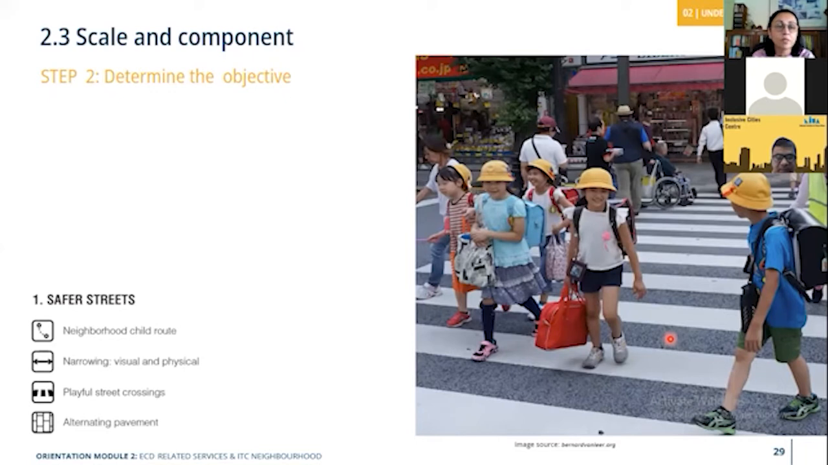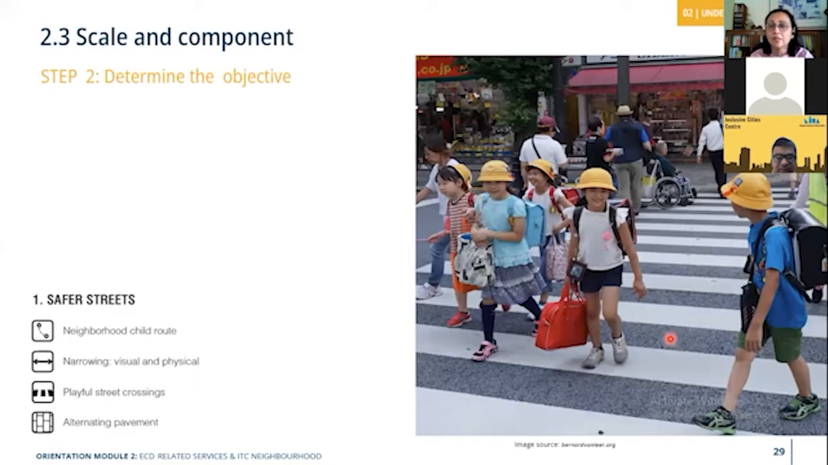The second step is to determine the objective. What is the objective of designing that part of the environment? If you want to redesign a street, you need to first determine whether you want to make it a safe street. There could be other objectives also, like making it a playful street, a social street or a green street. Let's take the example of a safe street. The objective of the redesign is now set: you want to make it a safe street. So what would you do?